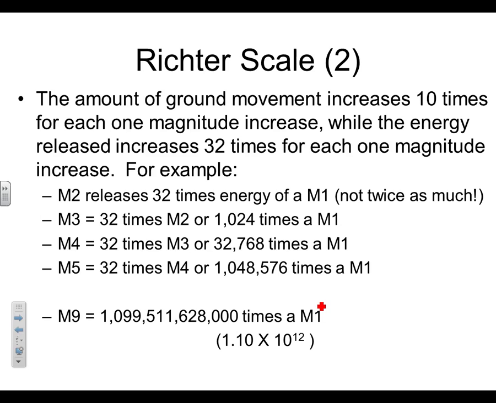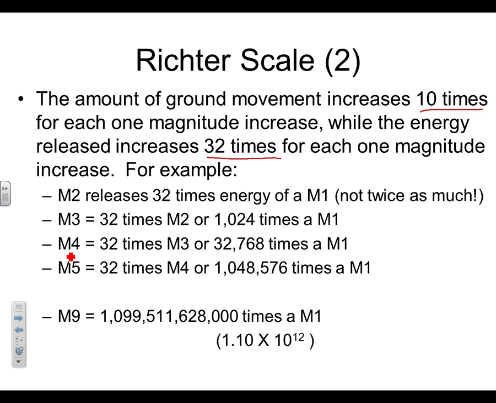So this idea of logarithmic or exponential: the amount of ground movement increases 10 times for each magnitude increase. The energy released increases 32 times for each one magnitude increase. So for example, a magnitude 2 is not twice as powerful as a magnitude 1. A magnitude 2 is 32 times the energy of magnitude 1. A magnitude 3 is not 3 times as much. It's 1,024 times as much as a magnitude 1.